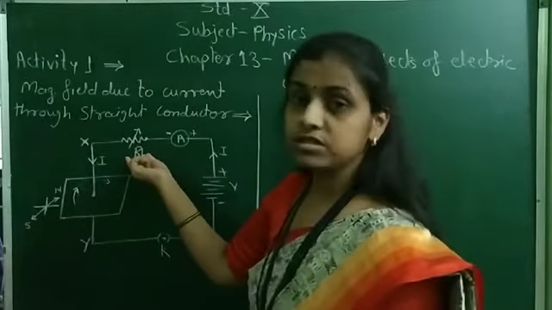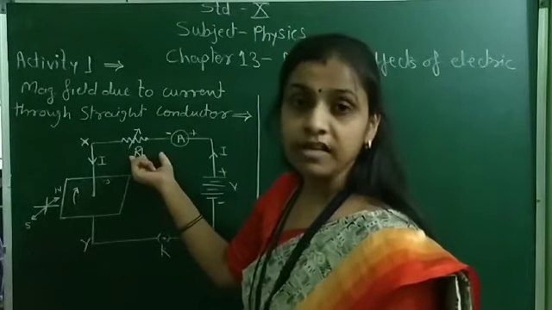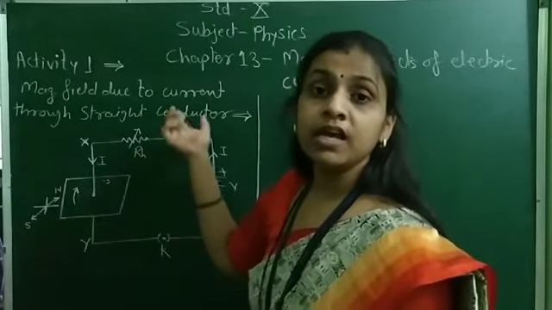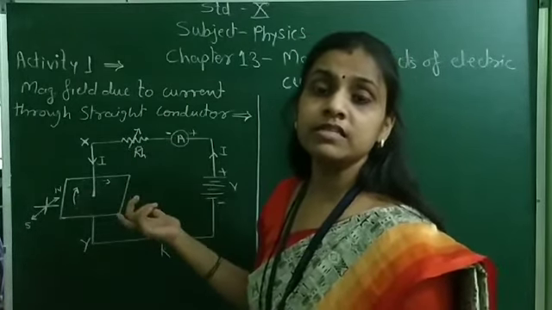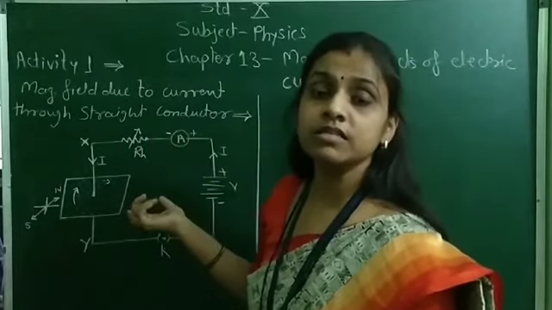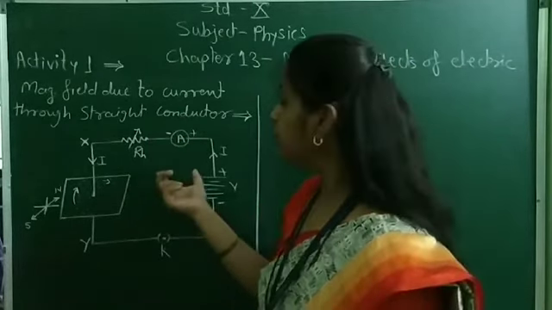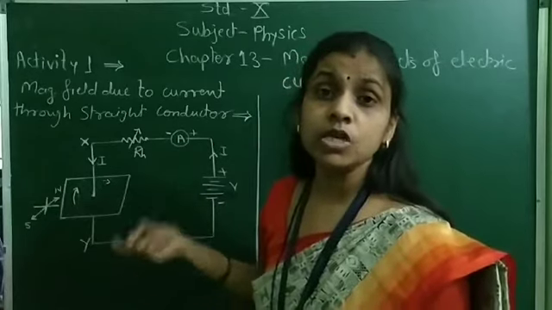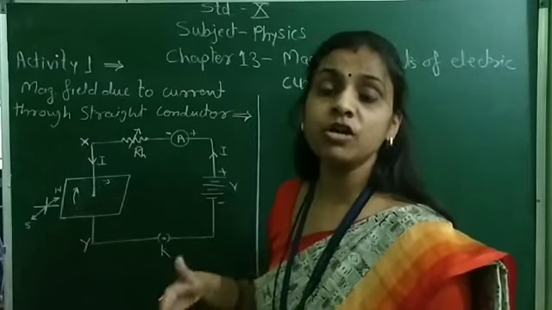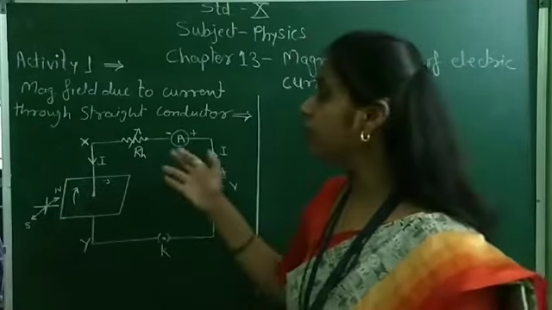Now there is a rheostat, or we can say a variable resistance, through which we can increase or decrease the resistance, and as we do so, the current flowing through the circuit may increase or decrease. So what happens if we vary the current flowing through the circuit?